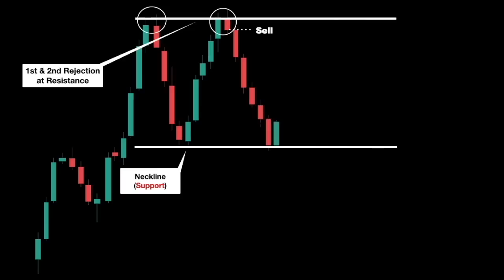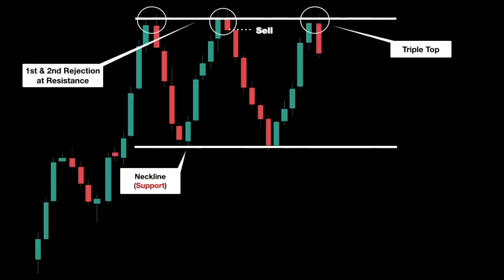Price then pushes to the downside at the support level, but it still doesn't break the zone. Price pushes back up and creates the third top. The third top represents another good opportunity to open a second short trade. Price then pushes to the downside and breaks the support level.